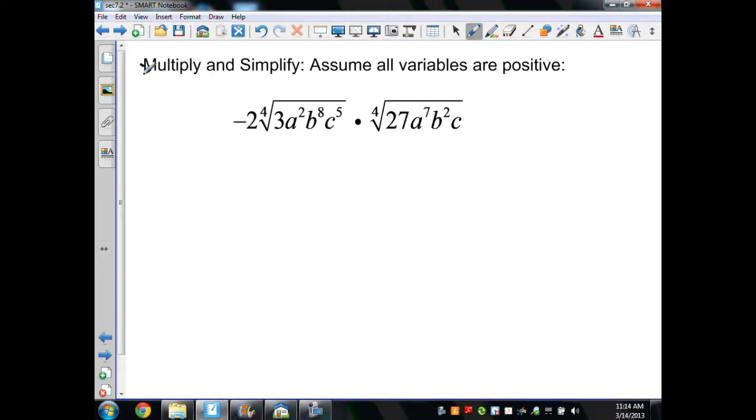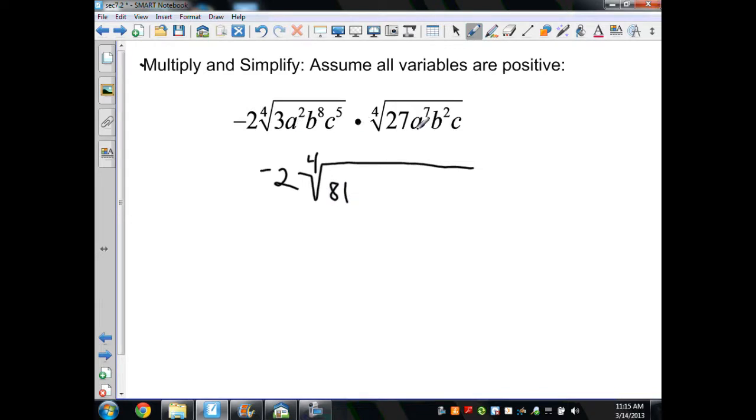Again, in this example, I want to multiply and simplify. Assume all variables are positive. I have 2 radicals with the 4th root. Therefore, I can find the product of those 2 radicals. What I need to determine is whether I want to simplify each first, then multiply, or multiply them together. Since I don't have the 4th root of 3 or the 4th root of 27, I want to multiply them together to see if I can get a 4th root of a number and simplify. So I'm going to multiply these two together first. Negative 2 times 1 is a negative 2. The outside multiplies the outside, the inside multiplies the inside. And I have the fourth root of 3 times 27, which is 81.